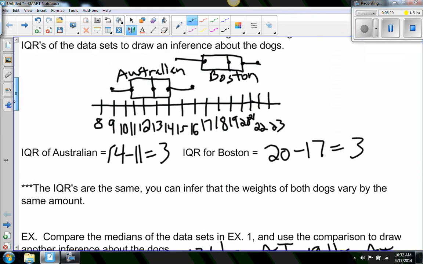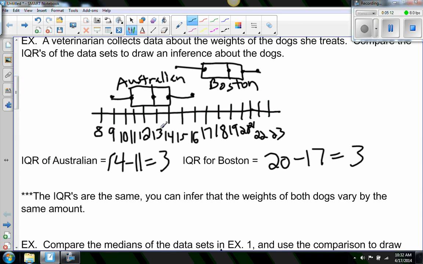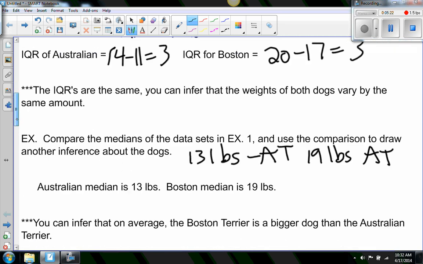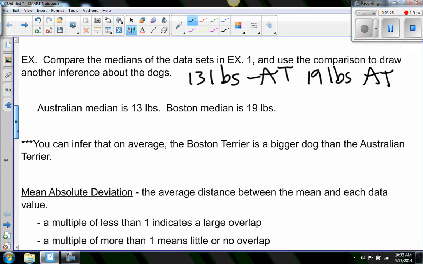Go back up here and look at the box plots. The Australian's information is all down here. The heaviest Australian Terrier was 16 pounds. The heaviest Boston Terrier was 22. Well, that's quite a bit of difference. So the Boston Terrier is definitely, on average, a heavier dog. That's what that means.